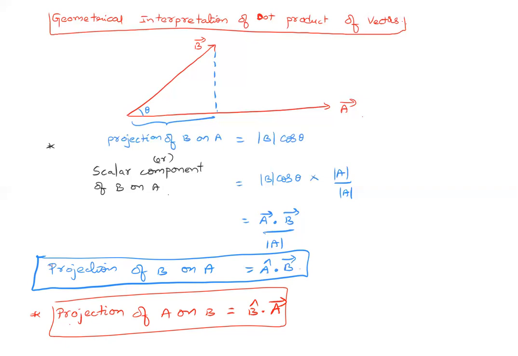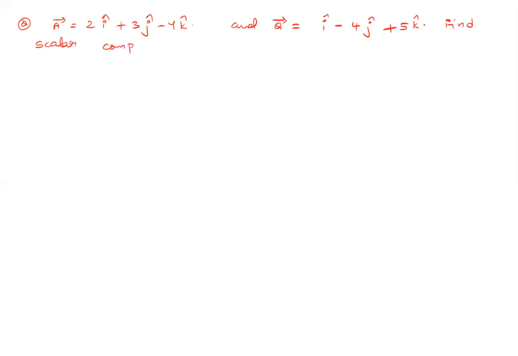So now let us try to do a problem. Let us say you are given a vector a bar equal to 2i cap plus 3j cap minus 4k cap, and let us say you are given q bar equal to i cap minus 4j cap plus 5k cap. Find the scalar component of a on b.